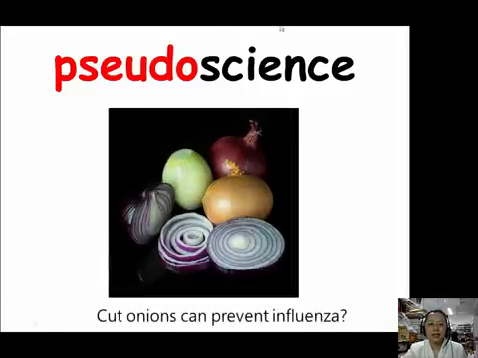Like there's a saying that cut onions can prevent influenza, which is pseudoscience. And also, several years ago, there was a paper claiming that goodwill will change the structure of water crystals, but later nobody could retest that theory, and the so-called research team later admitted that they falsified the evidence, all of which are regarded as pseudoscience.